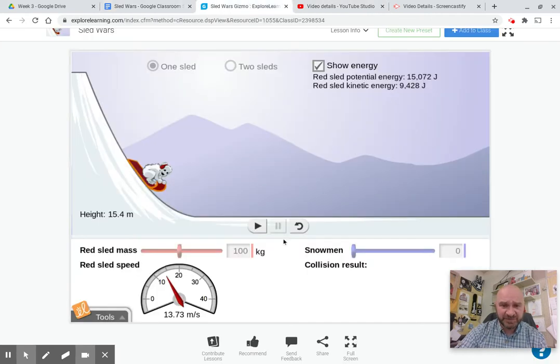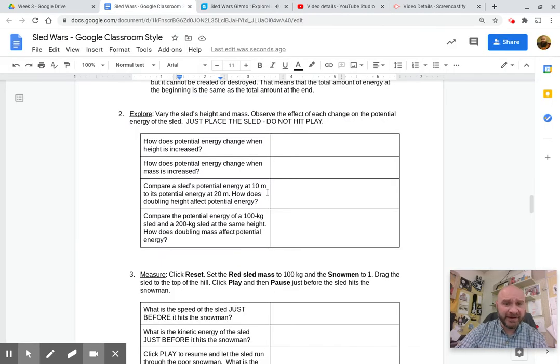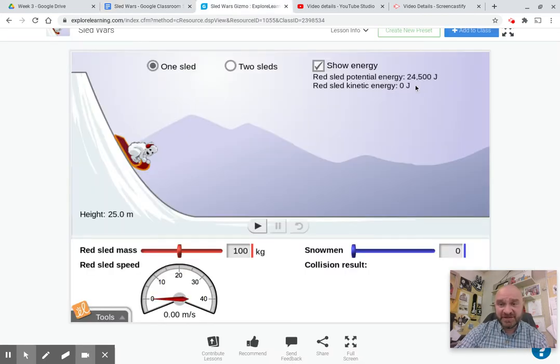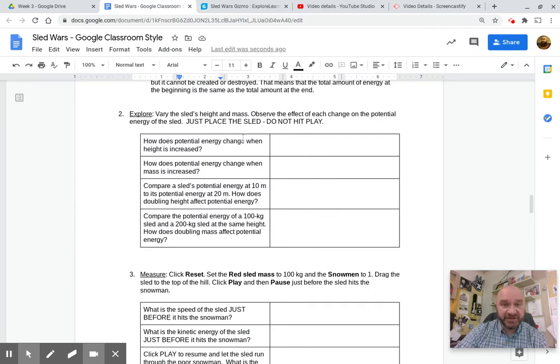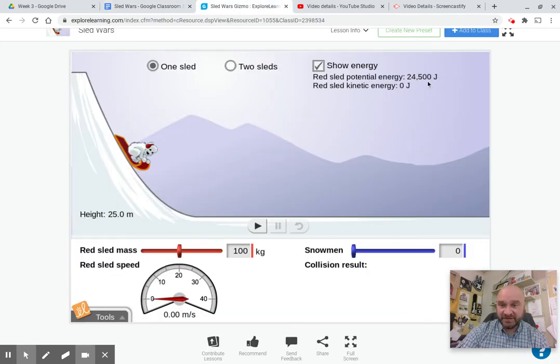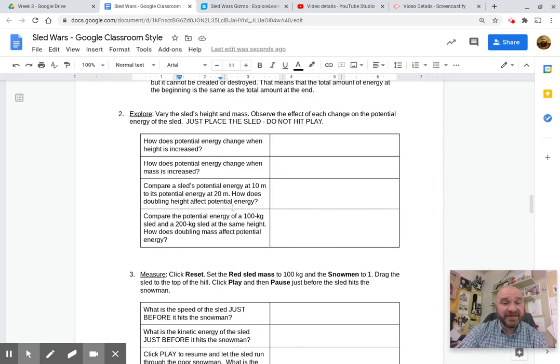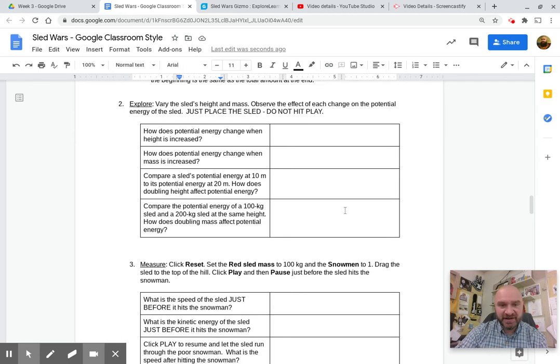So what I'm going to do is hit reset. All right. I'm not really told, so this is for us to explore. So we are going to look at this potential energy here, 24,500. If I change the height, what is the effect? If I lower the height, what is the effect on potential energy? All right. Then I was also told to vary or change the mass. So looking at my joules here, if I move this slider, what effect does that have? You can record that here and then answer these very specific examples with what you get.